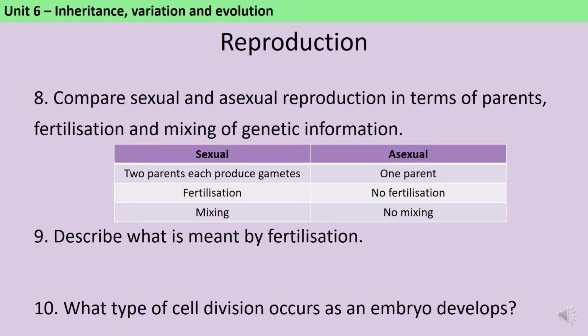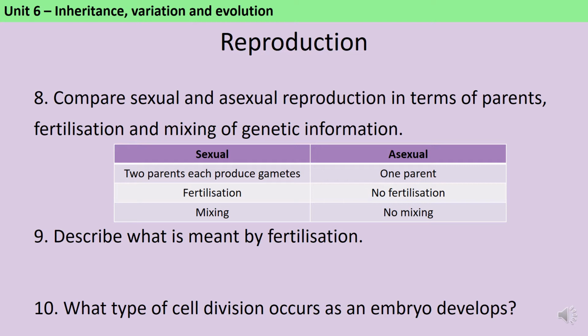Whereas sexual reproduction requires 2 parents who each produce gametes, asexual reproduction requires a single parent. The gametes produced by the 2 parents in sexual reproduction go on to undergo fertilisation, whereas in asexual reproduction, because there are no gametes, there is no fertilisation. This also means that in sexual reproduction, there's mixing of genetic information, whereas in asexual reproduction, there is no mixing, and the offspring are clones of the parents.